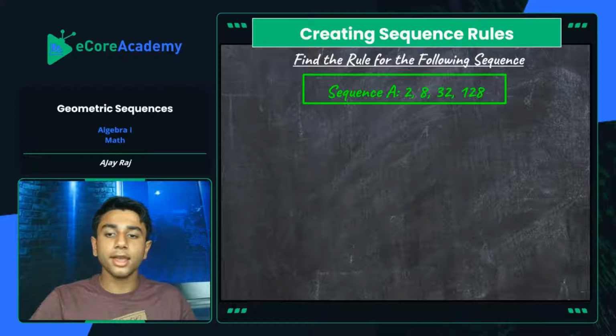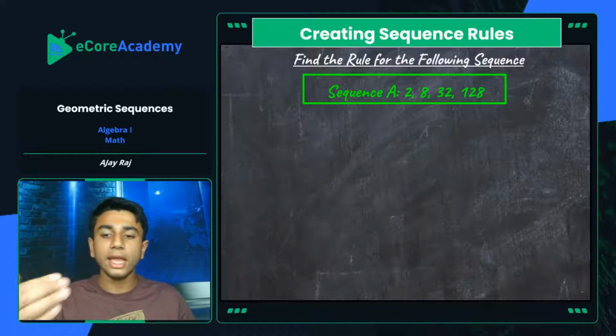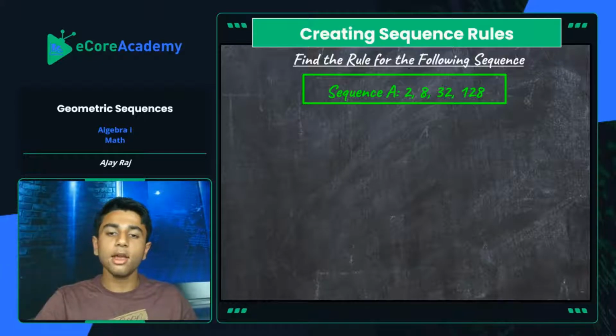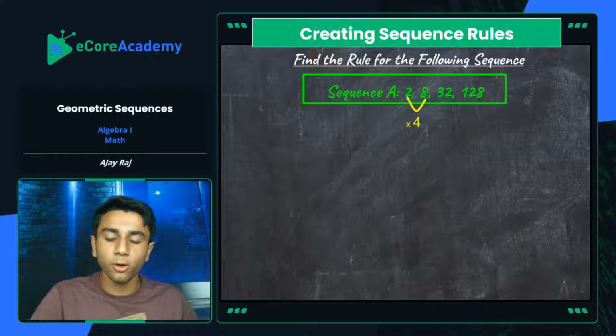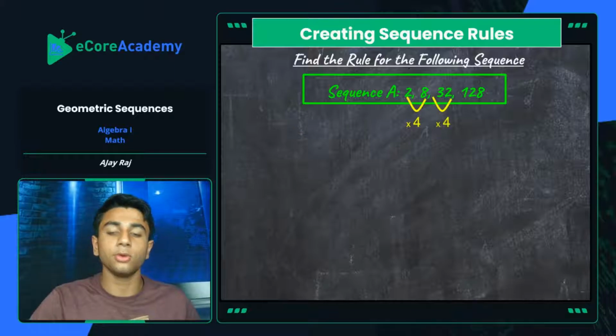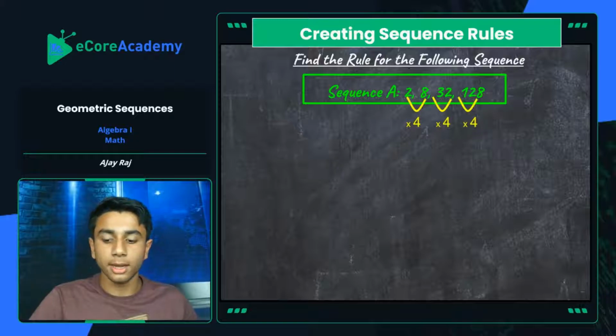So this is sequence A that we're given. It has the terms 2, 8, 32, and 128. Remember, we're trying to find a common factor that's being multiplied to each one of these values to get the next term. So let's discover what that is. Between 2 and 8, if we divide 2 into 8, we have that you're multiplying by 4. Same thing, 8 to 32, you're multiplying by 4 again. And 32 to 128, it's also multiplying by 4.